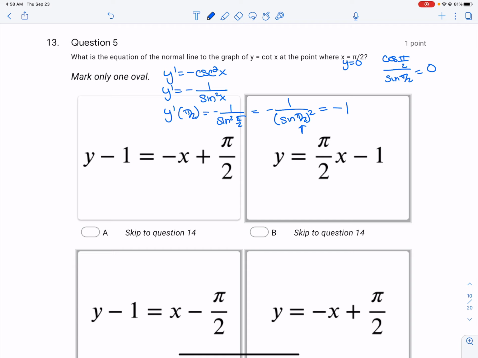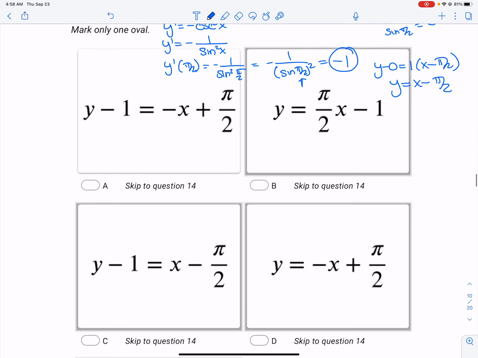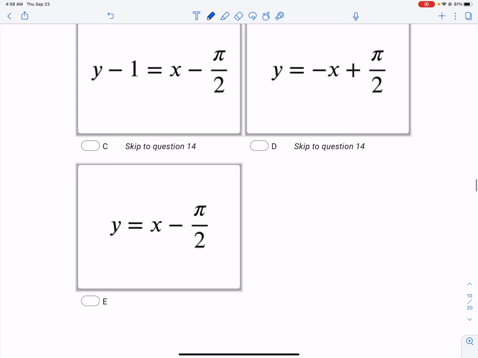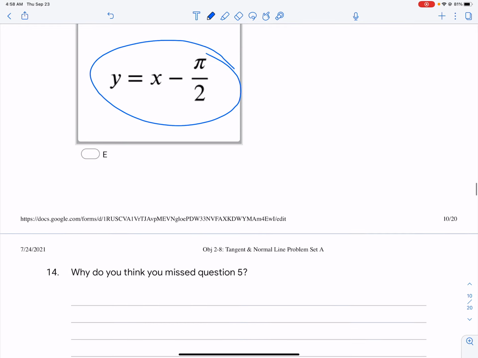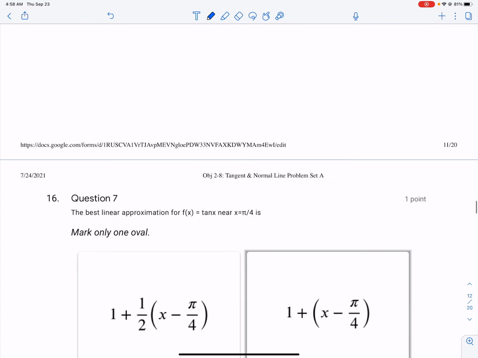Okay, so y minus 0 is equal to, and it's the normal line, so instead of negative 1, it's positive 1, and x minus pi over 2. So then I get y is equal to x minus pi over 2, which is here. All right, there's question 6.